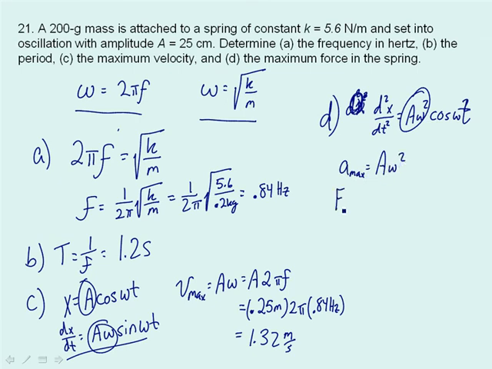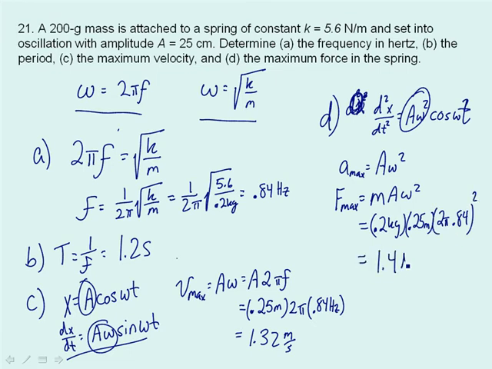So the maximum force is equal to the mass times a omega squared, which is 0.2 kilograms, a, which is 0.25 meters, times omega squared, which is 2 pi, times the frequency, which is 0.84 squared, and that gives us our maximum force, which is 1.4 newtons.